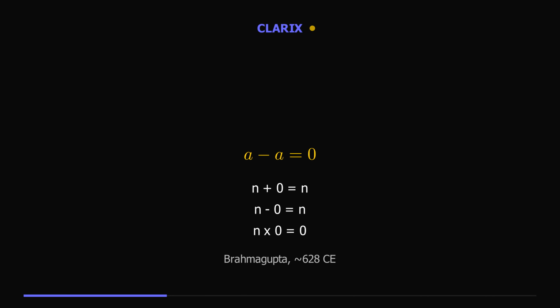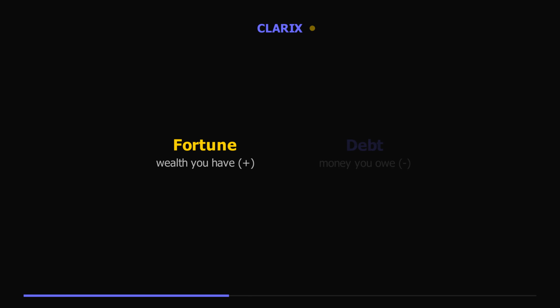It was the mathematician Brahmagupta, around 628 CE, who first treated that nothing as an actual number you could compute with, defining it as the result of subtracting a number from itself. A minus a equals 0. He then gave the working rules. A number plus 0 stays the same, a number minus 0 stays the same, and any number times 0 is 0. Brahmagupta didn't stop there.